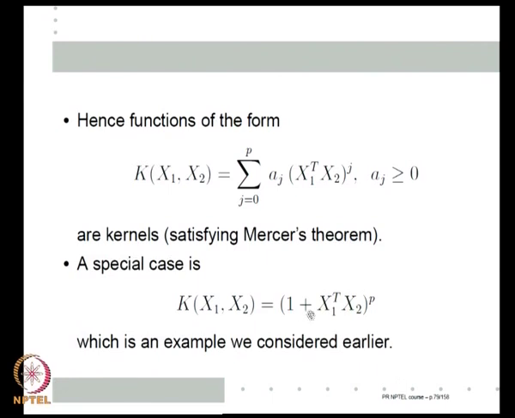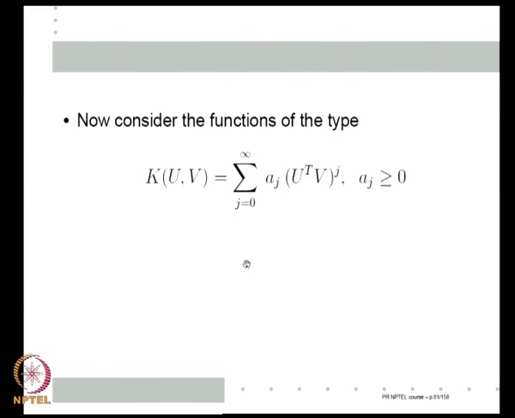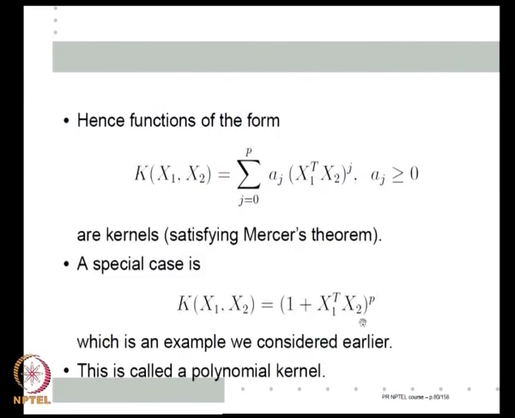If I expand this using the binomial theorem, I will get 1 plus some constant times x1 transpose x2 plus some other constant times (x1 transpose x2) squared and so on. So, in general, this kind of function is a kernel, and hence this is a kernel. This is the kernel that we used earlier. This is called a polynomial kernel. It is called a polynomial kernel because, if we put p equal to 2, this kernel effectively finds a quadratic discriminant function in the original space. In general, if I put p, it gives me a discriminant function which is a polynomial of degree p.